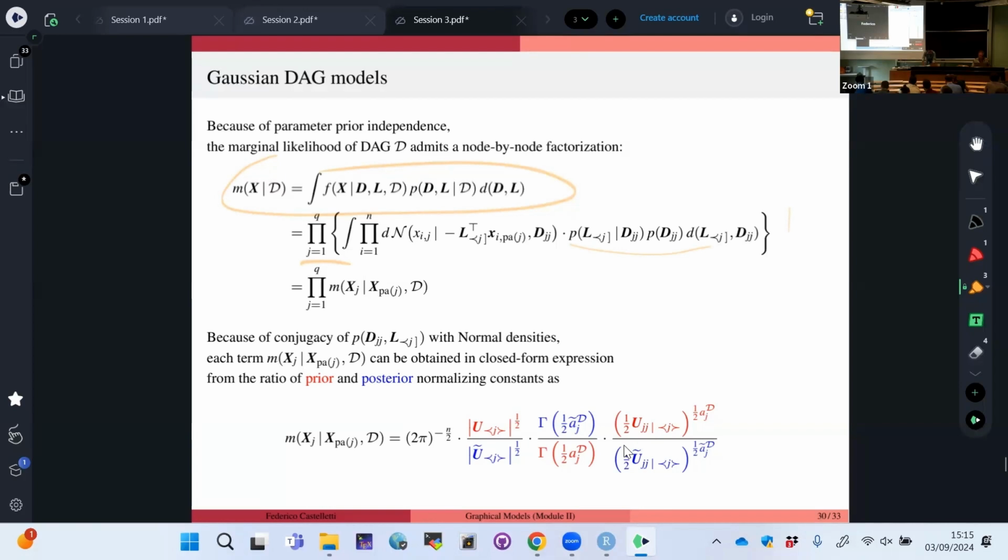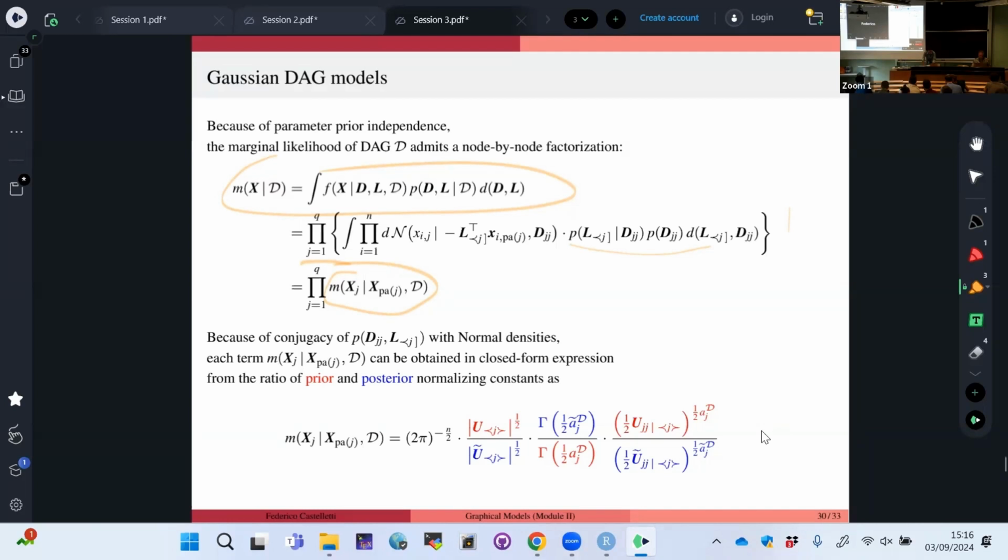And we will end up with this marginal likelihood here, which is nothing but the marginal likelihood of a normal linear regression model, the one that we can write as the ratio of prior and posterior normalizing constants. This is possible because of properties of the DAG-Wishart and because of conjugacy of normal inverse gamma priors with normal densities, or with the density of a normal linear regression model. So finally we have a closed form expression for each marginal likelihood, which, if you want to write explicitly as the ratio of prior and posterior normalizing constants, has this expression here.